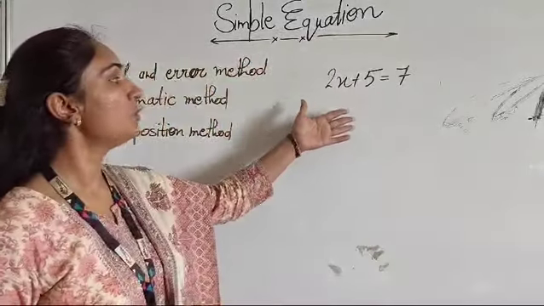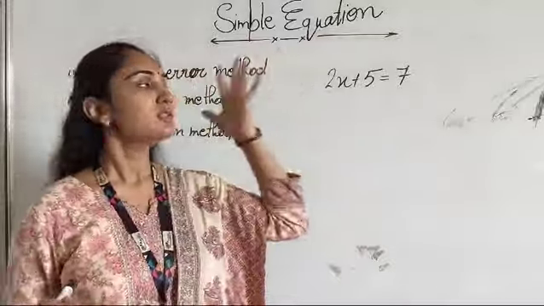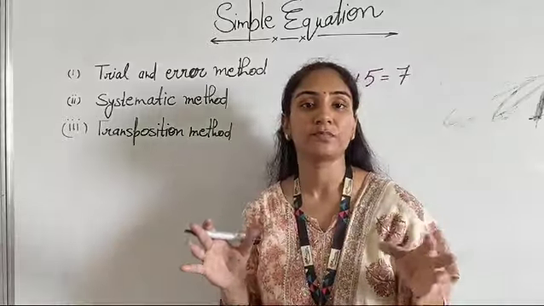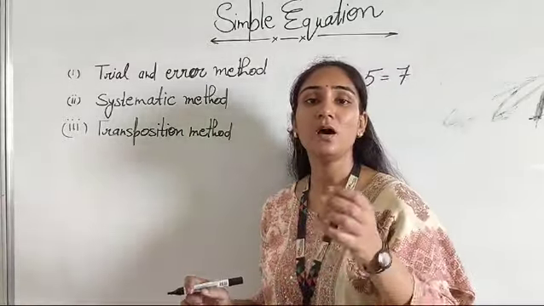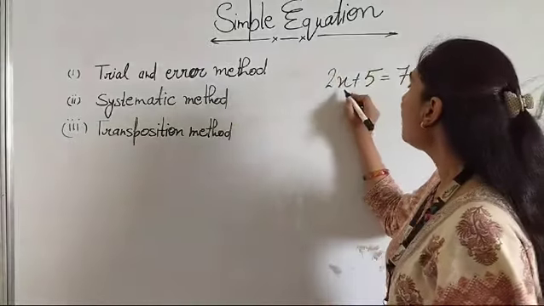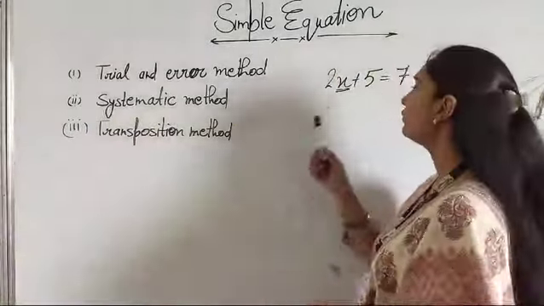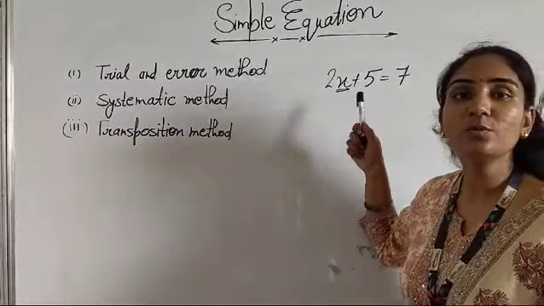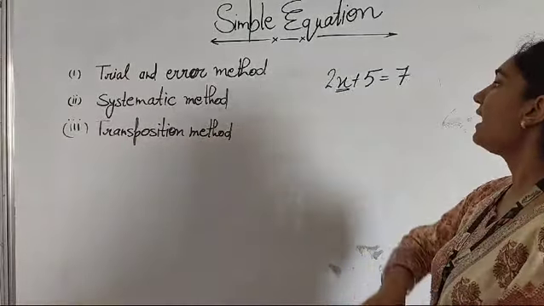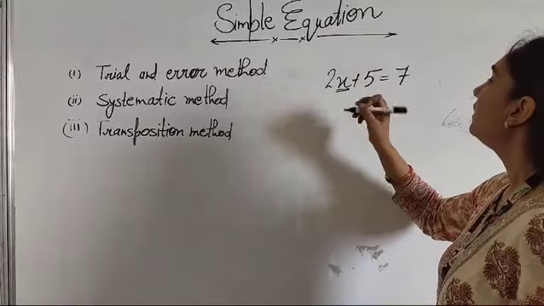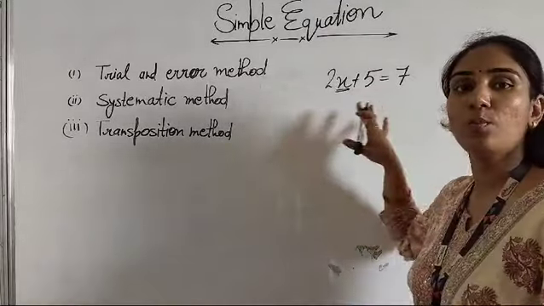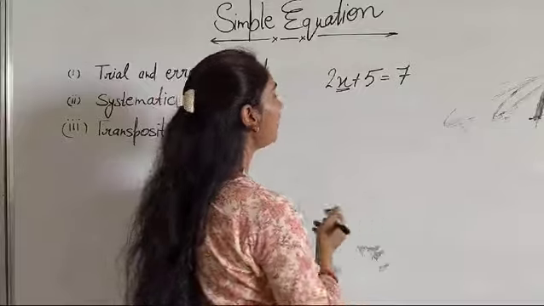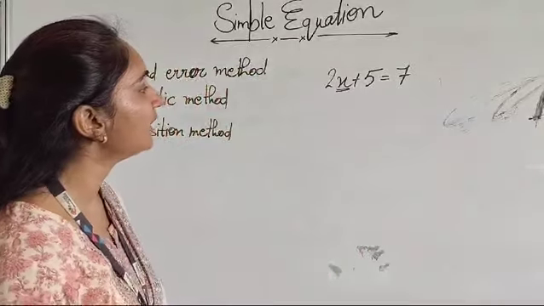And we have an equation 2x plus 5 is equal to 7. In this method, trial and error method, we assume the value of the variable. What is the variable in this equation? The variable is x. So we will assume the values of x and try to make both the sides equal. Left hand side will be equal to right hand side.